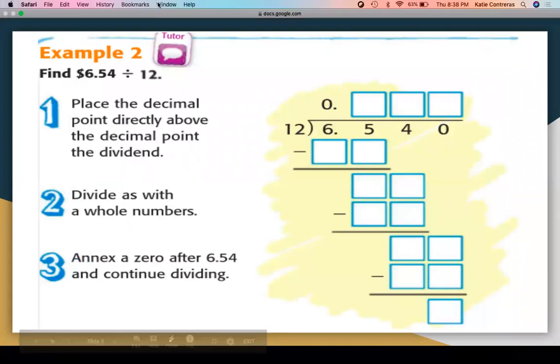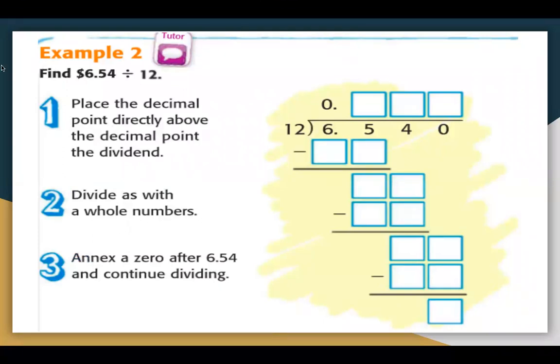Okay, example 2 here. We have $6.54 divided by 12. And again, they show us right here, the first step they did was they brought the decimal straight up. Okay, so we're looking at 12. We have a 2-digit divisor here. 12 divided by 6 and 54 hundredths, or 540 thousandths is what we see.